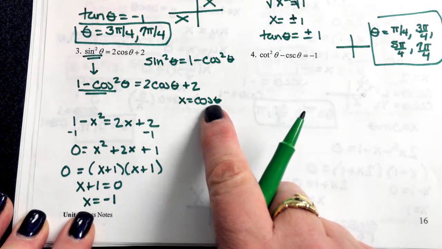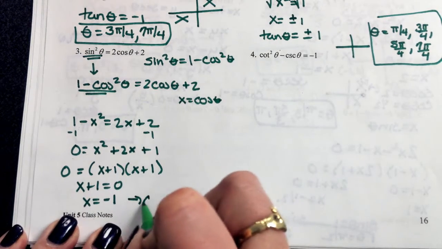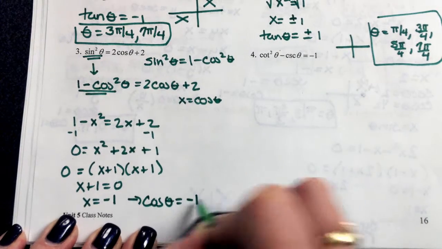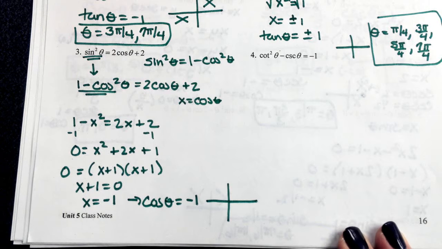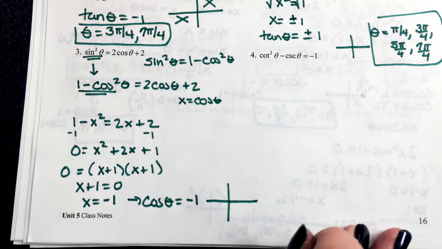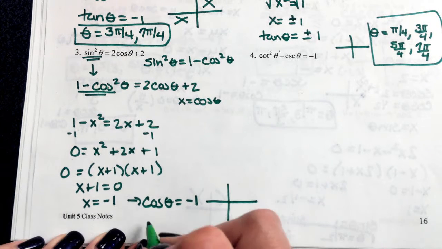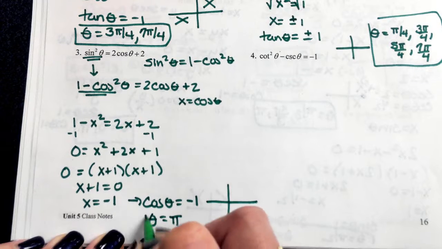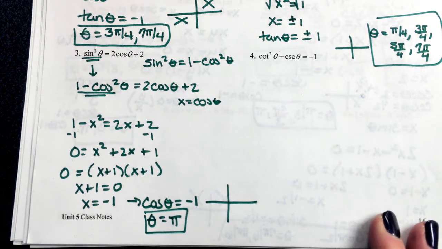So now what do I have to replace x with? This is where I'm going to replace x with what? Cosine. So cosine of theta is equal to negative 1. Now you have to ask yourself, where is cosine equal to negative 1? Well, is cosine the x or the y coordinate? x. So you're looking to see, where is your x coordinate equal to negative 1? Pi. So theta is going to be equal to pi. Any questions on number 3?